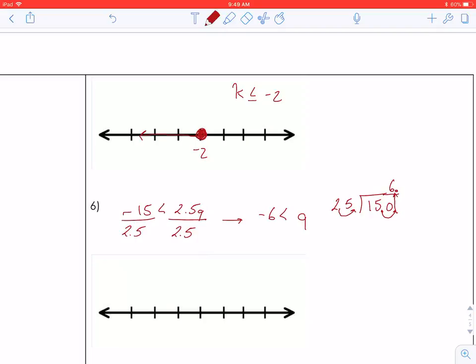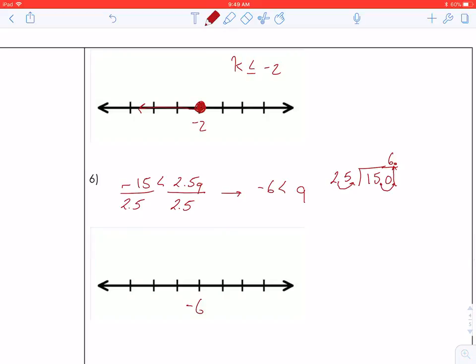And so I just solved that negative 6 is less than q, or if you read it backwards, q is all values greater than negative 6. Find negative 6 on the number line, open circle, to the right.